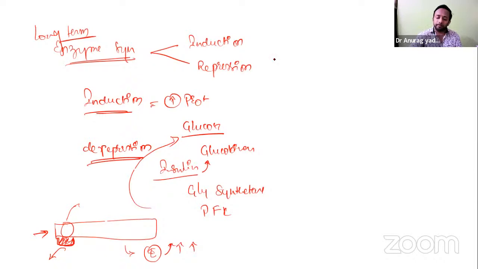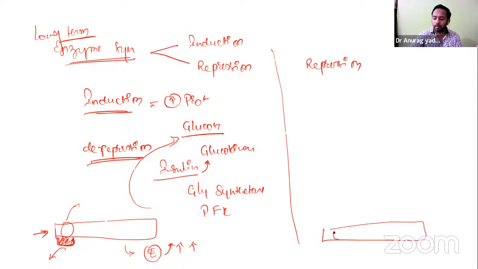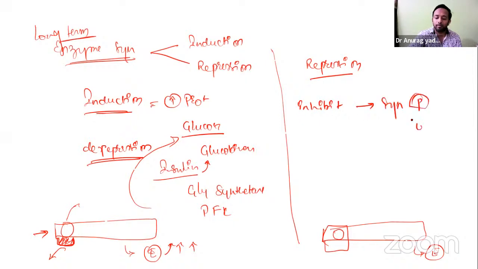Similarly, repression. If the synthesis is continuously active, imagine this is the gene, this is the operator, and the enzyme is being synthesized. We want to stop it. So we want something to go and repress it, to stop the gene expression. So repression acts at the gene, where it will inhibit the synthesis of protein, which is nothing but the enzyme.